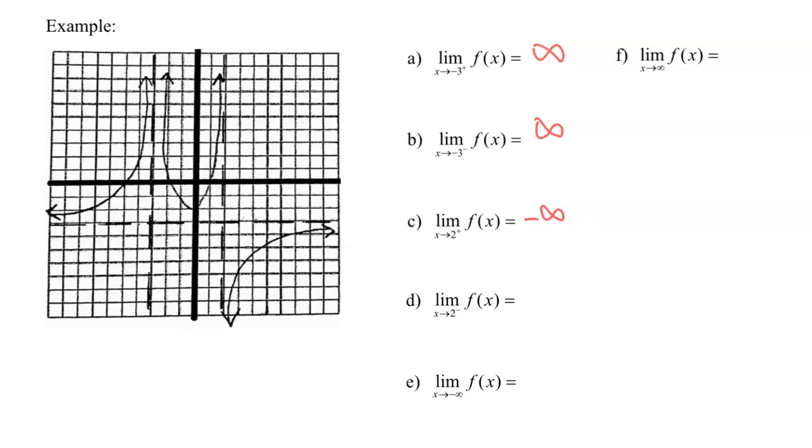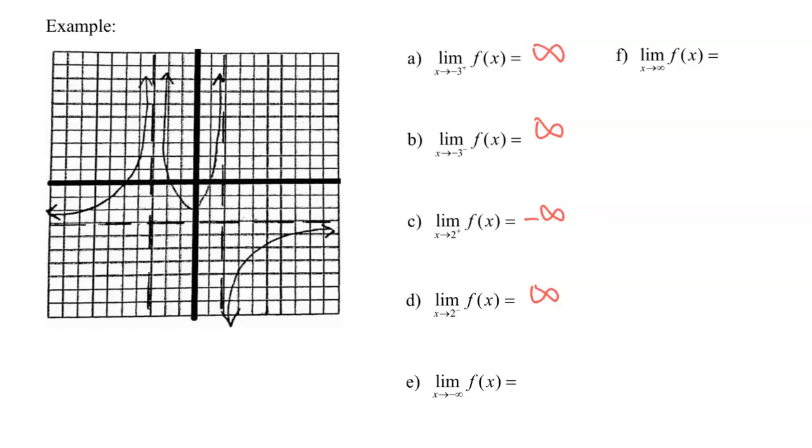Now for letter D, x approaching 2 from the left side, just jump onto the function somewhere to the left of 2 and then see what the y values will do as you approach 2 from the left. And so hopefully you're saying that they are increasing without bound, which means that my limit there is going to be positive infinity. And then E and F are my end behavior limits.